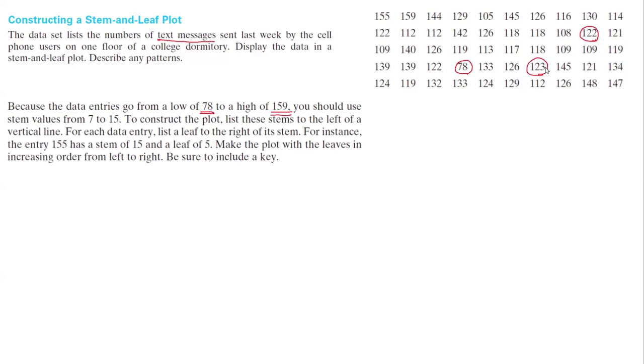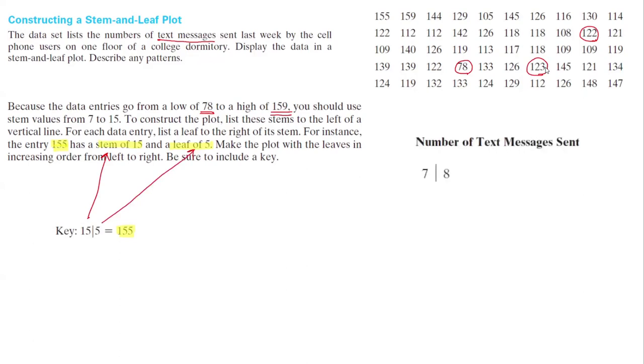To construct the plot, list these stems to the left of a vertical line. For example, for data entry 155, the stem is 15 and the leaf is 5. What do we mean by that? So here you have 155. This is your stem, which is 15, and 5 is the leaf on the right-hand side.